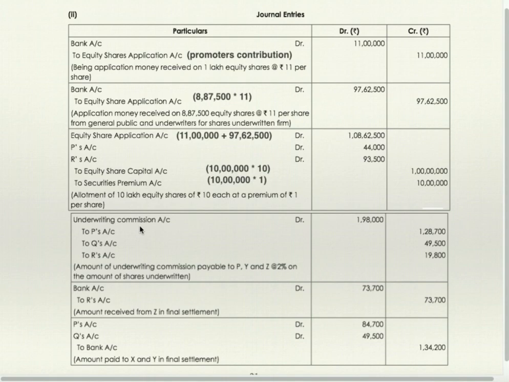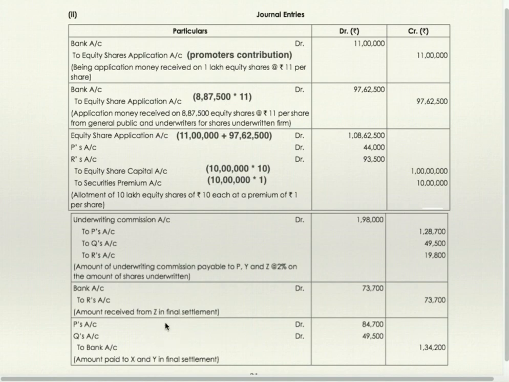Underwriting commission debit to P, to Q, to R. Bank account debit to R, the company will receive from R. P's account debit, Q's account debit to bank, the company will pay the amount to P and Q.